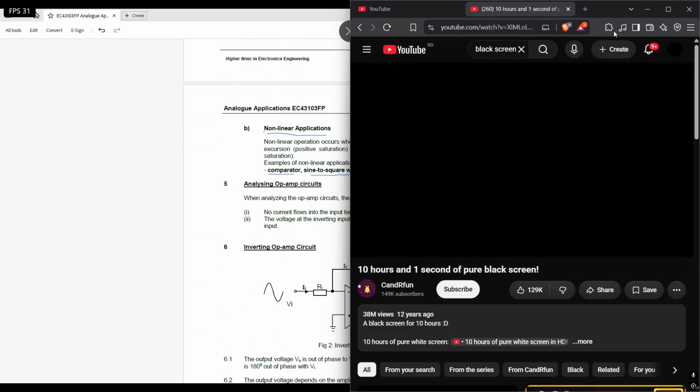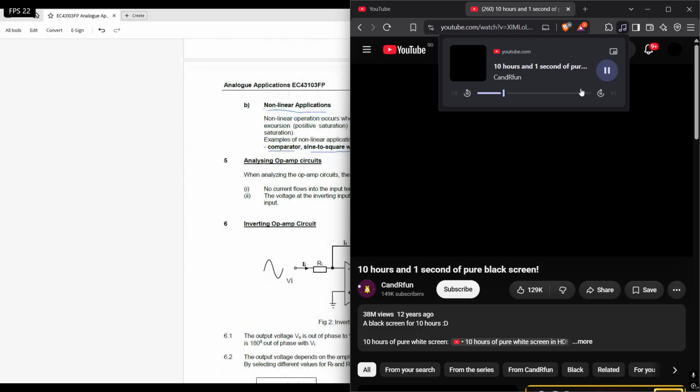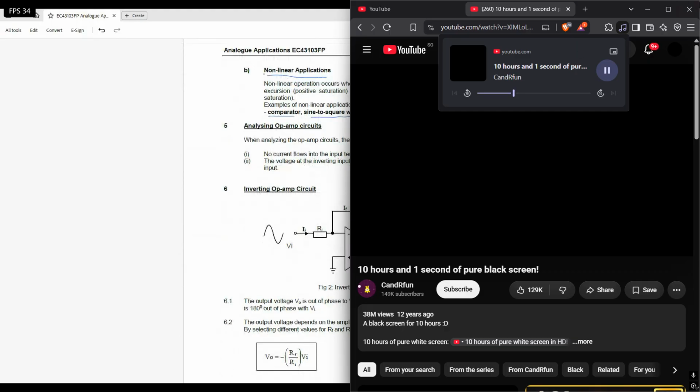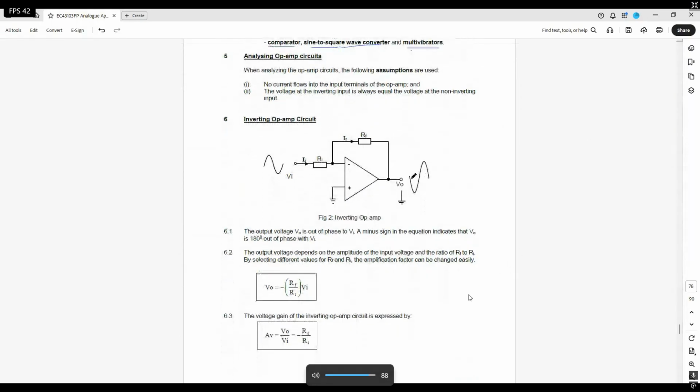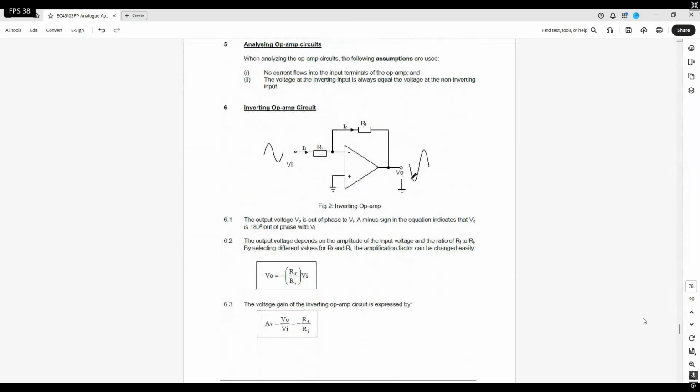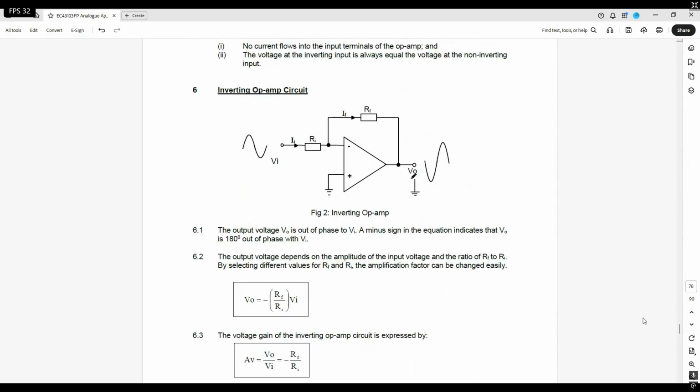Now we go right into it and see how this op amp works. We will start to analyze a bit.